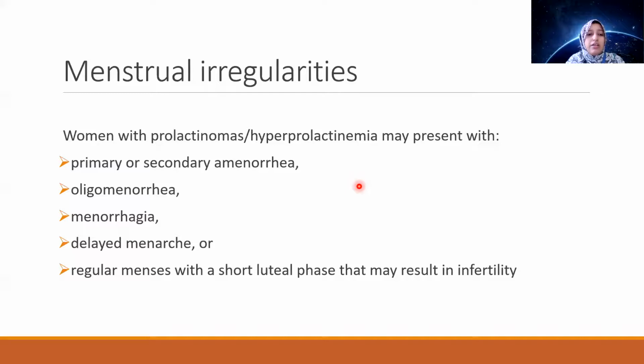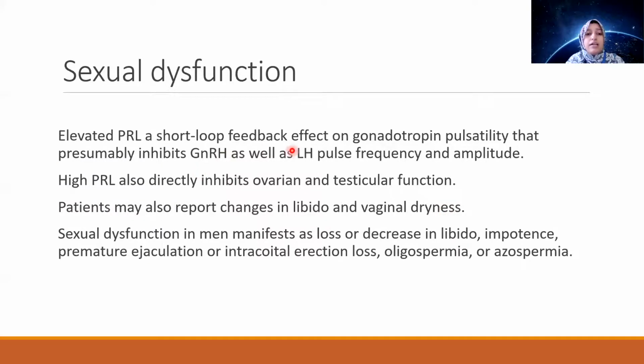Coming to the menstrual irregularity, as I told you, there is a range of menstrual irregularity which can happen: oligomenorrhea, menorrhagia, primary and secondary amenorrhea, delayed menarche, and even if the menstrual cycle is normal, there would be a short luteal phase which can affect the fertility of the patient. Then elevated prolactin has a short loop feedback effect on gonadotropin pulsatility that presumably inhibits gonadotropin releasing hormone as well as LH pulse frequency and amplitude. High prolactin also directly inhibits ovarian and testicular function. Patients may also report changes in libido and vaginal dryness.